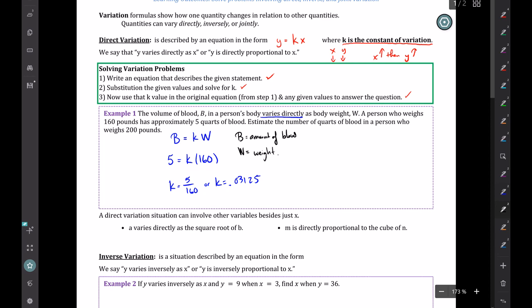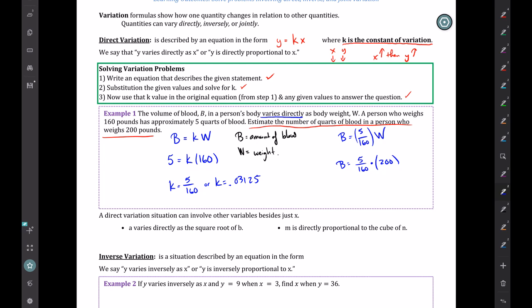Okay, so now that we've solved for K, we now can solve other problems. So we have that B is equal to 5 over 160 times W. And now it asks us to estimate the number of quarts of blood in a person who weighs 200 pounds. So estimate B if the person weighs 200. So B will be 5 over 160 times 200 for 200 pounds. And so now you're going to get that B is about 6.25 quarts.